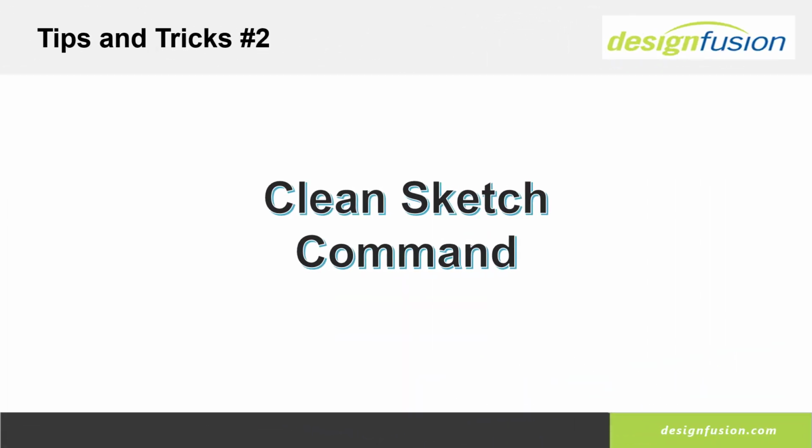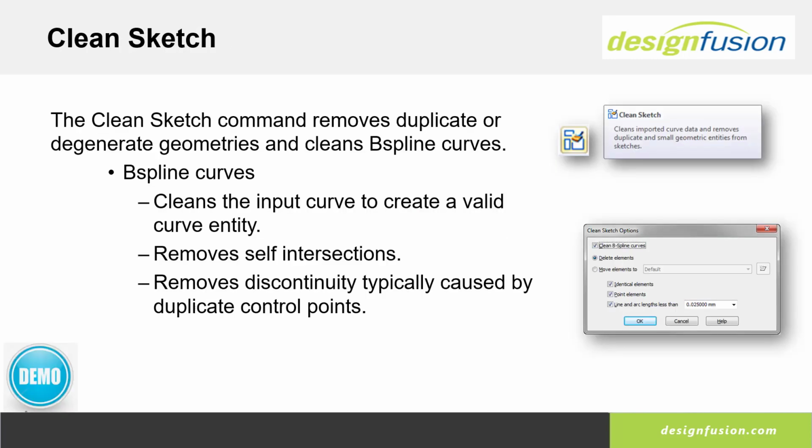The next tip or trick I want to look at is the clean sketch command. Now this is a really nice command that was added back in ST5. If you're dealing with imported sketch geometry, this will help you clean it up. So the clean sketch command removes duplicate or degenerate geometries and cleans B-spline curves. As the tip says here, cleans imported curve data and removes duplicate and small geometric entities from sketches. So it's really good if you're dealing with foreign sketch data, layout data, this type of stuff.